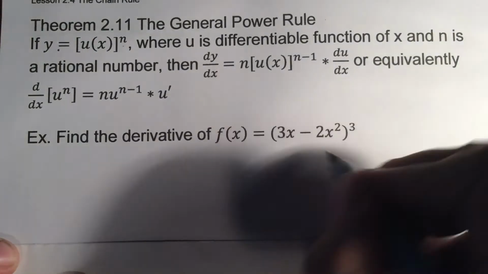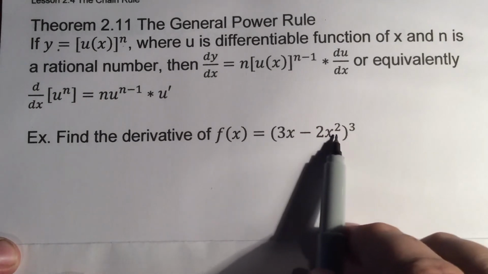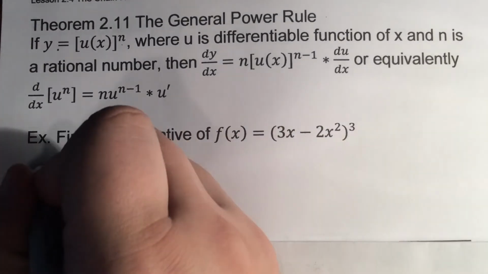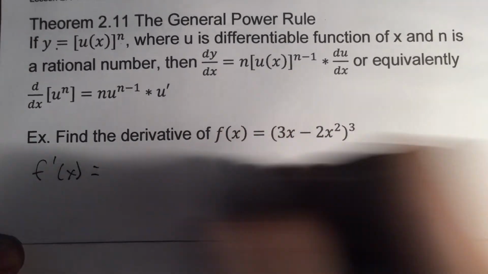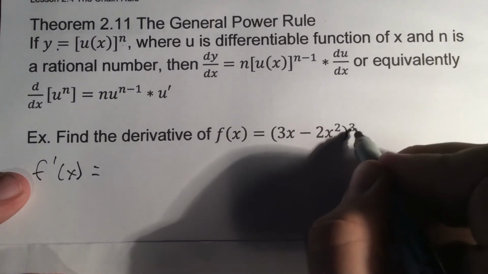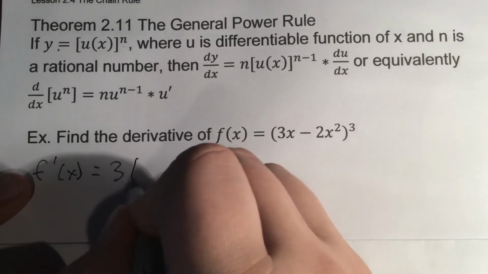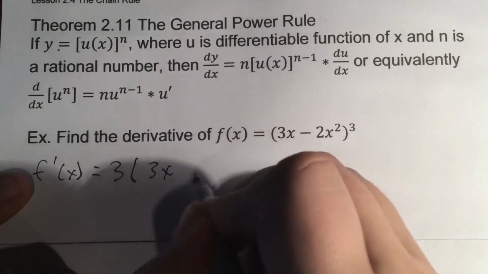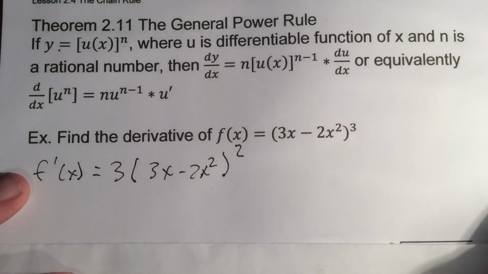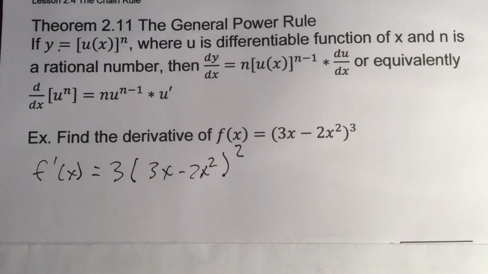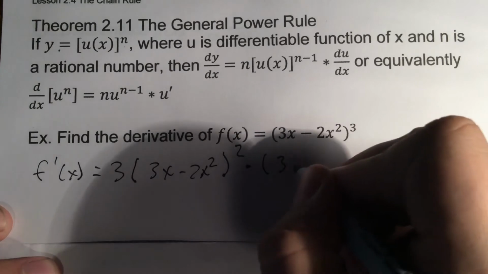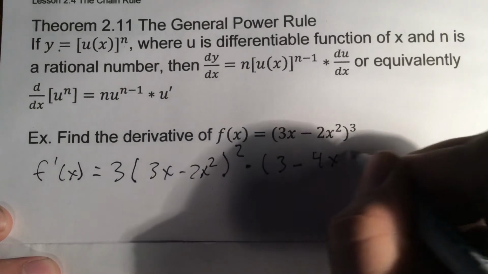So again, inside the parentheses here is going to act as our inside function. The outside function is the fact that it's raised to the third. So f prime of x, the first derivative here: derivative of the outside function, so the power rule with the third becomes 3, what's in parentheses here, 3x minus 2x squared, and then we subtract 1 from that exponent. So there's the derivative of the outside function, times the derivative of the inside function, which would go to 3 minus 4x.